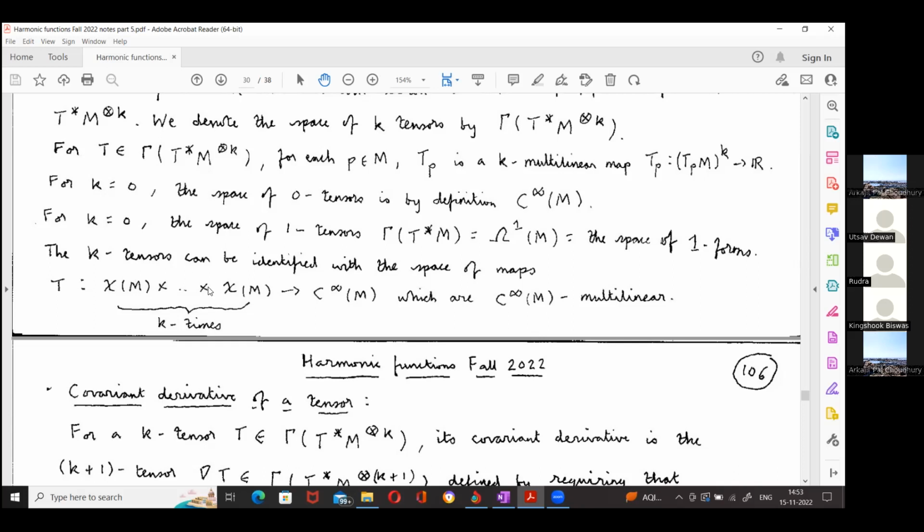So if x1 to xk are vector fields, then the value of T(x1, ..., xk) at a point P only depends on the values of x1 to xk at P, right? Yes, we've talked about this before, when we talked about the curvature tensor of a Riemannian manifold.